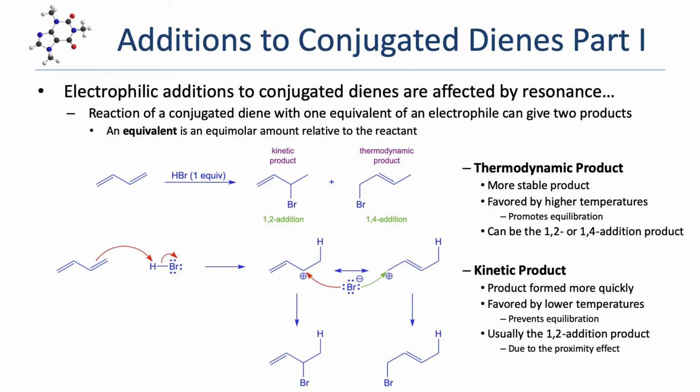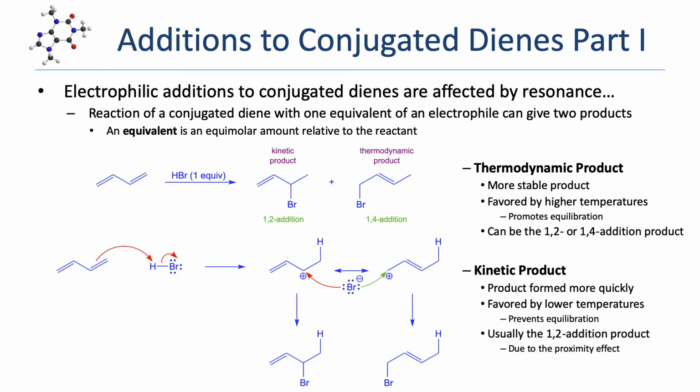The thermodynamic product is simply the more stable product, and it can actually be the 1,2 or the 1,4 addition product. We just have to look at the two products and decide which one is more stable. And in these addition reactions to conjugated dienes, the more stable product will be the one that has the more highly substituted alkene. The kinetic product is the one that forms more quickly, and to induce kinetic control, we keep the temperatures low. That helps to prevent equilibration and allows the faster reaction to dominate.